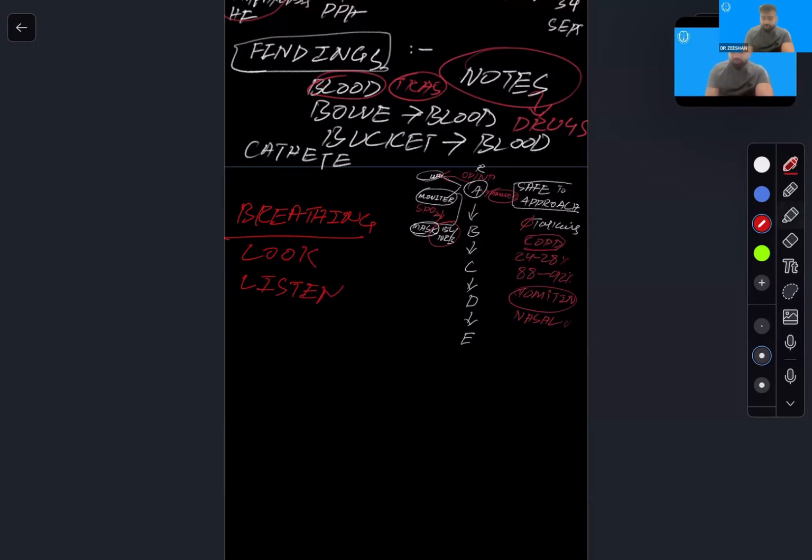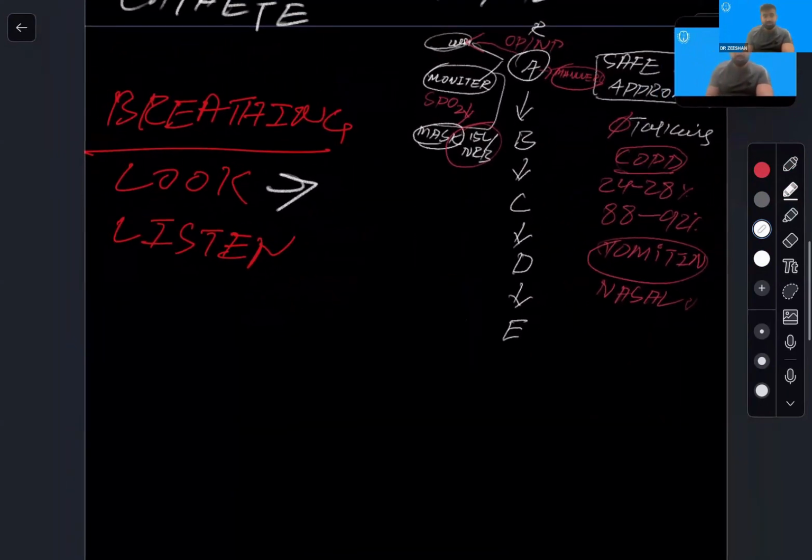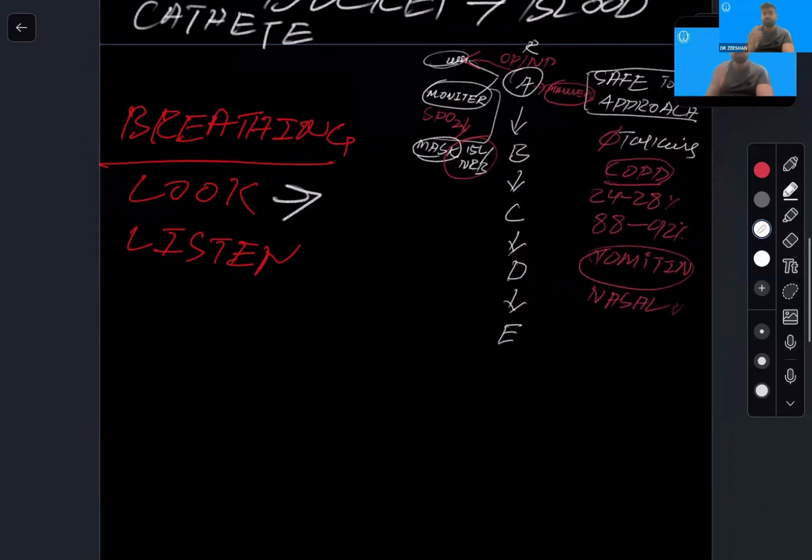I'm going to give you findings for all of the Plab 2 scenarios. Look, listen, feel. Anyone tell me what findings you will have on looking at the patient? When you are going to look at the patient's chest. For example, breathing is related to the chest. When you're looking at the chest, what are you looking at and what findings will you get? I will write only findings in Plab 2. When you are looking at the patient's chest, what findings might you see?